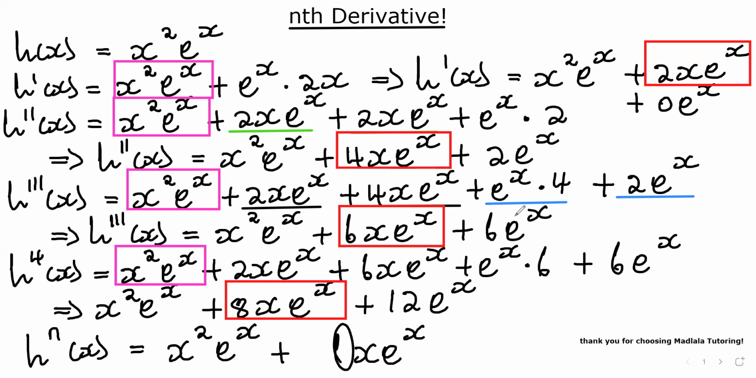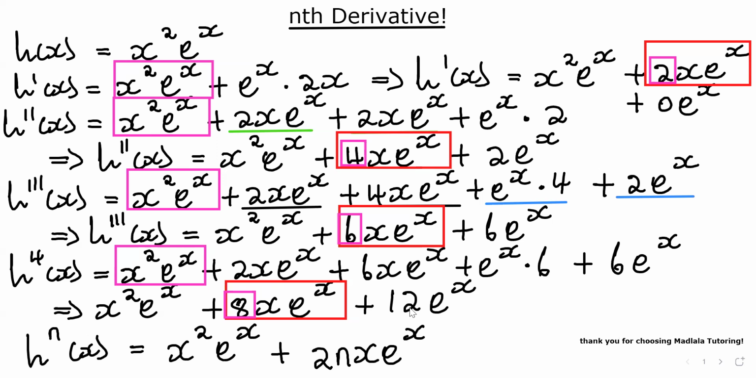But now the challenge is, what is the coefficient of this xe to the x? Well, it's very easy. So this is how we establish the coefficient. On the first derivative, we have a 2. On the second derivative, we have a 4. On the third derivative, we have a 6. On the fourth derivative, we have an 8, which means on the nth derivative, we have 2n as the coefficient of xe to the x.